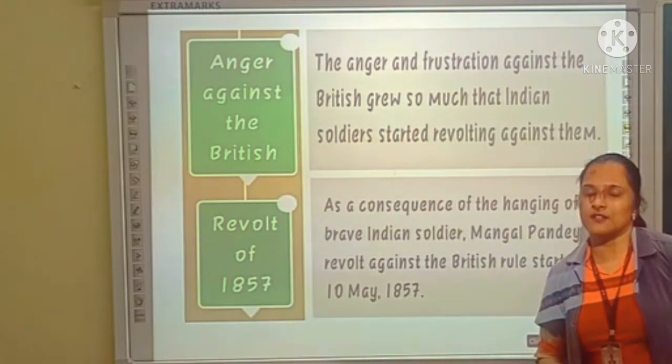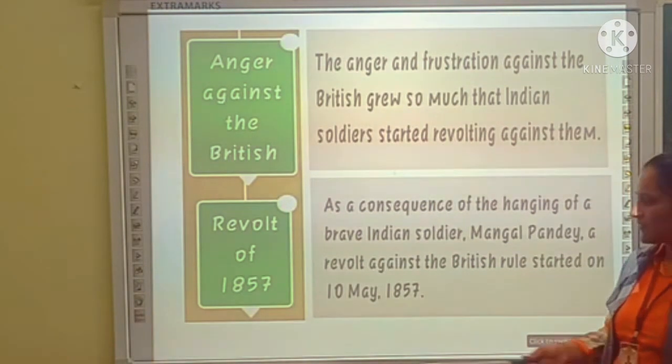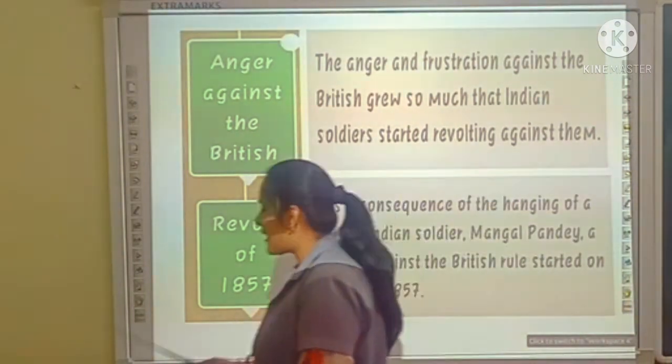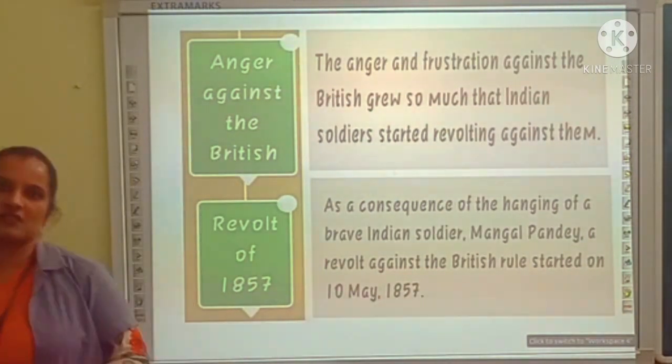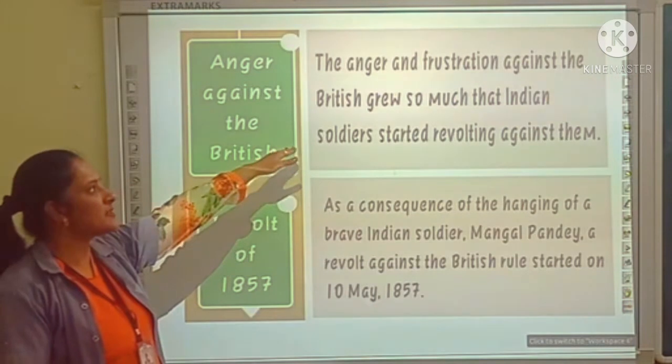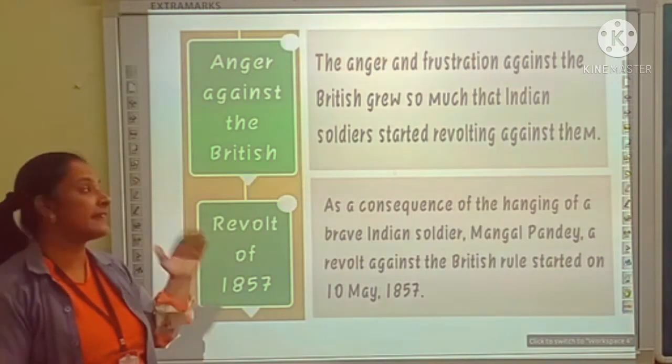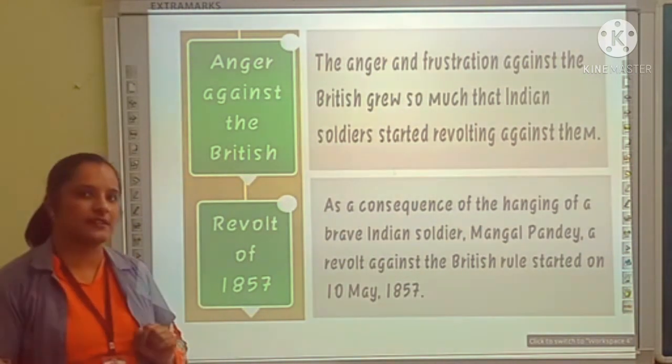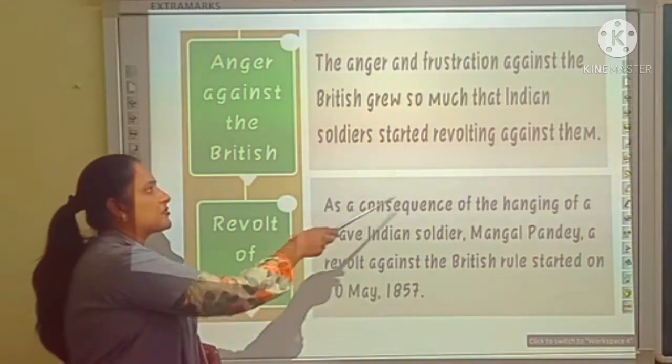Previously we discussed the bad trading practices and the unjust laws. Now here, what happens? See, the anger and frustration against the British grew so much that Indian soldiers started revolting against them. Now what was the soldiers' motto for revolting?